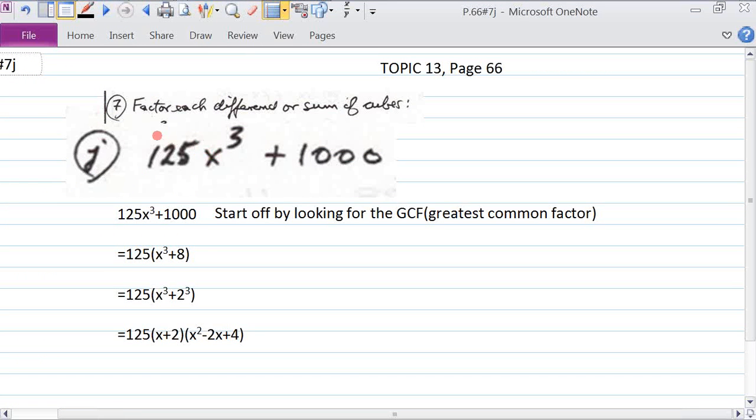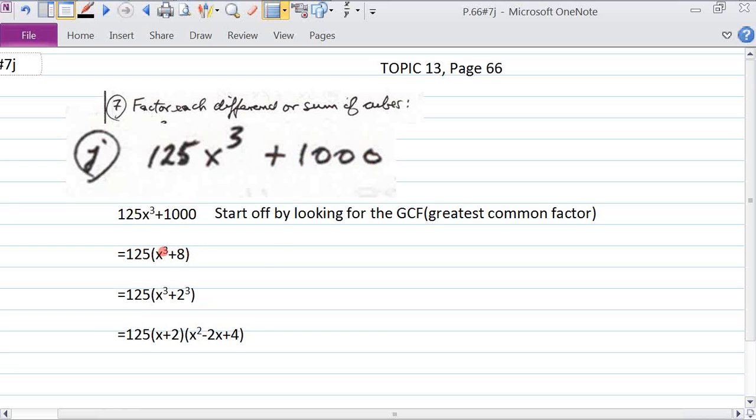Here, first thing we have to do is look for a greatest common factor. So if you take 125 here, 125 will go into 125, and it happens to go into 1,000 8 times. So the first thing we're going to do is factor out 125 as the greatest common factor. 125 times x cubed gives me this. 125 times plus 8 gives me plus 1,000.